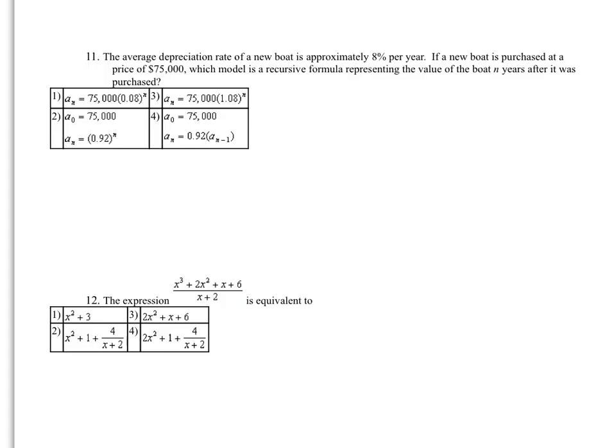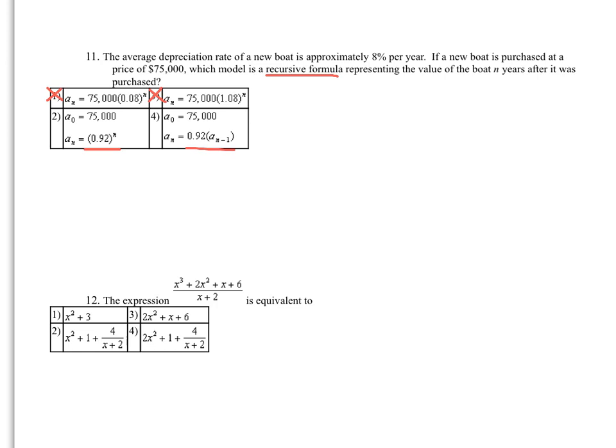So this question is asking for a recursive formula. Like on one of the other questions that we did, recursive will have 2 equations. So it can't be choice 1 and it can't be choice 3. So we know it's got to be choice 2 or choice 4. Let's look at the difference. In one of them, that rate of depreciation is raised to a power, and over here it's being multiplied in choice 4 by a sub n minus 1.